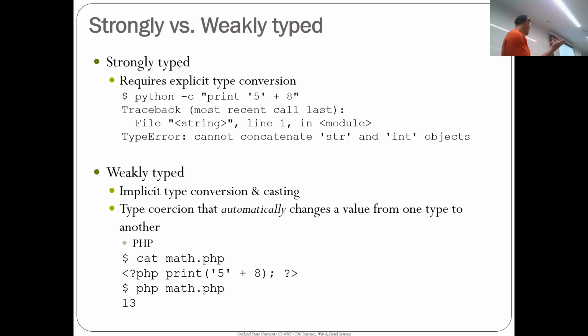Yes, this will give you 13. It'll coerce the string 5 into an integer 5, and then add the 2, and it'll give you the number 13. And then you have to know this, right? If you're using PHP, you have to know this. An error where you have a type mismatch won't signal you that something bad is happening. It will just do this and move on.